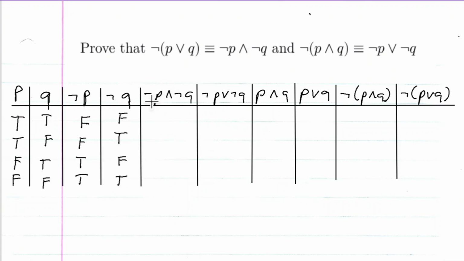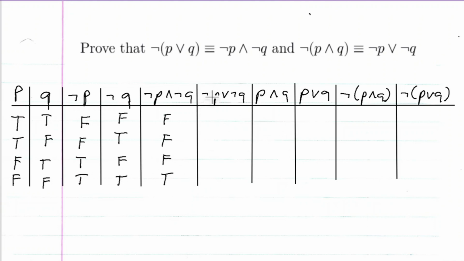And now we're going to have the negation of P and the negation of Q. So we're going to look at these two columns here. So this will be F and F. Remember for and, both the negation of P and the negation of Q must be true in order for this whole proposition to be true. So false and false is false. False and true is false. True and false is false. And true and true is true. Okay?